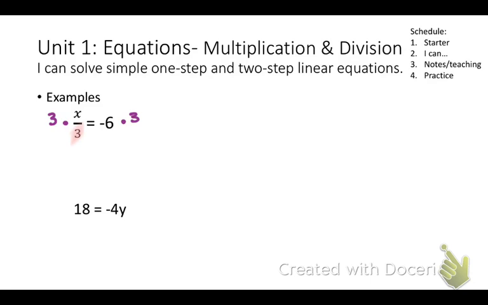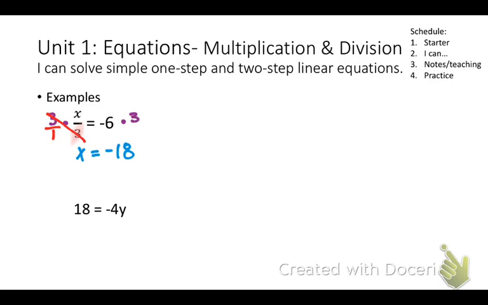Then over here on the left side of the equation, I have a 3 and a 3. Really, what this is saying is 3 over 1, so they cancel each other out to be 1. Now I'm going to just write what I've got. I've got x equals, and then I have negative 6 times 3, and that's negative 18.